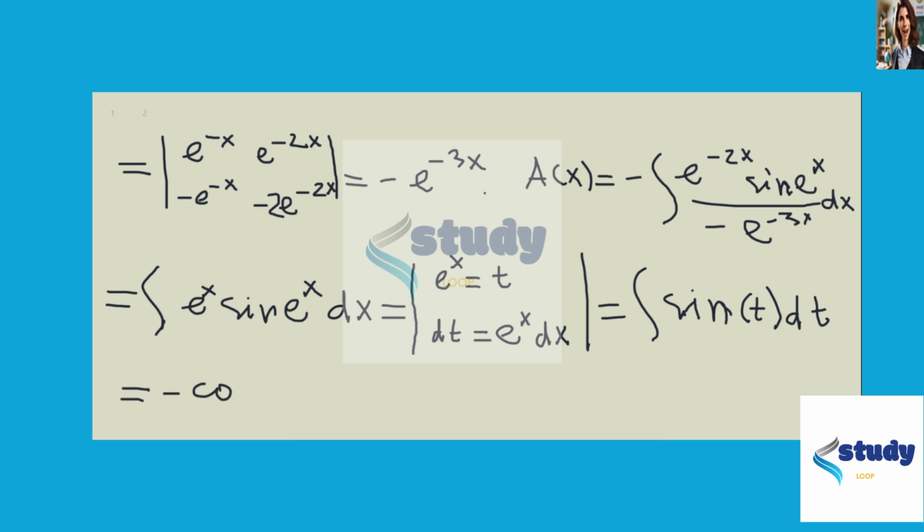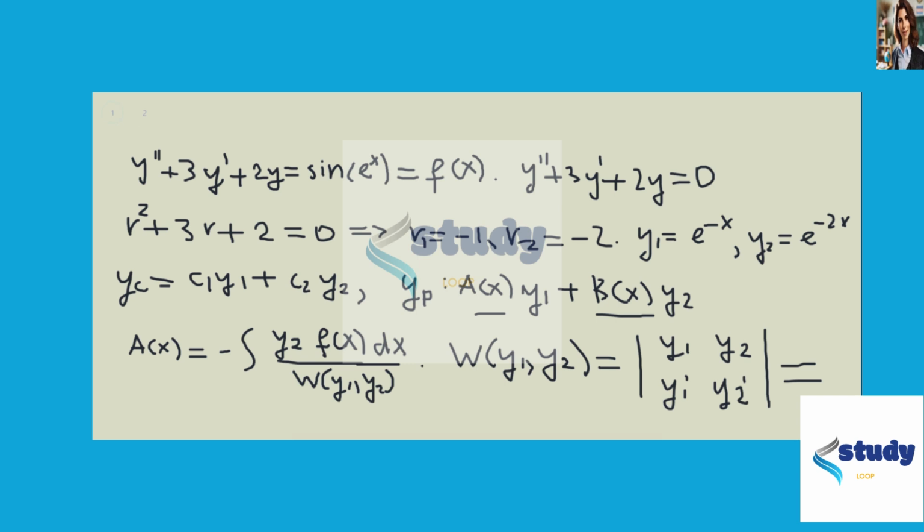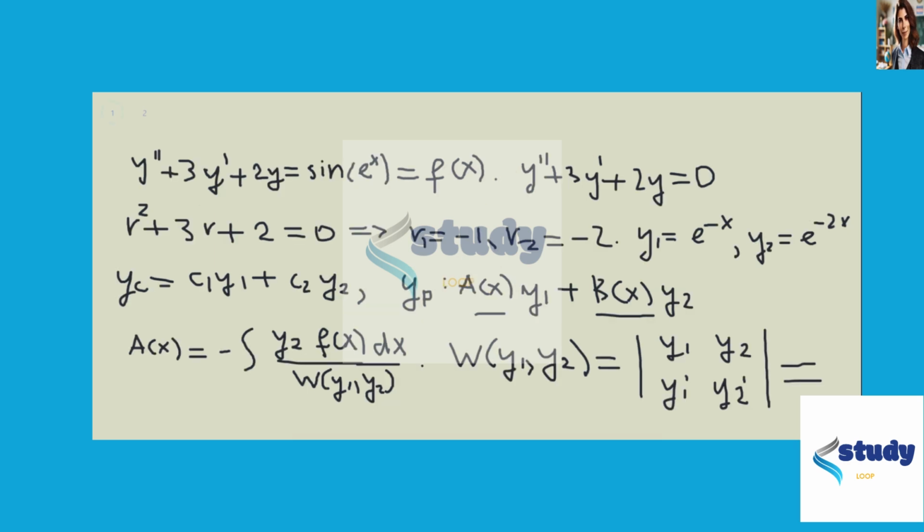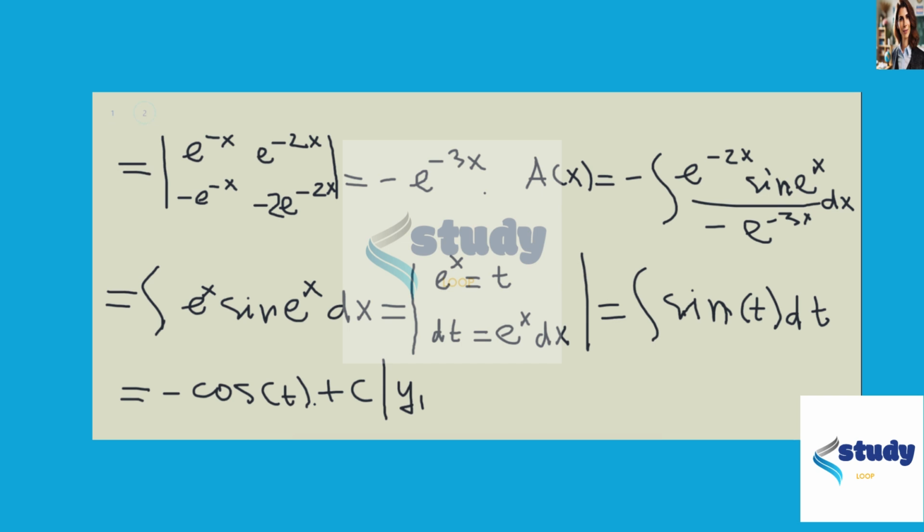So now this is very simple. It's simply negative cosine of t. By the way, you don't have to put plus c here, because if you put plus some c here, then in the end, when you write down an answer, we have to multiply this by y1. So you can see that this constant times y1 term is already taken care of in the homogeneous solution. So that's why we don't have to deal with a plus c constant here. That's just something to remember.